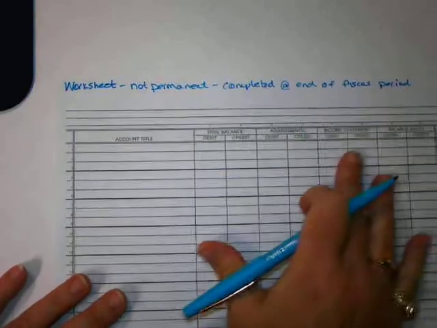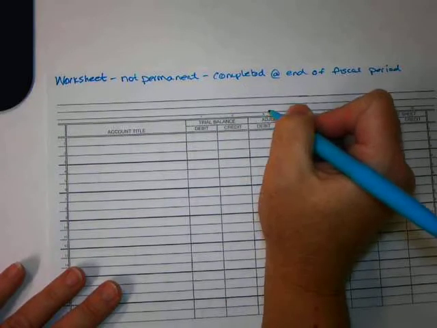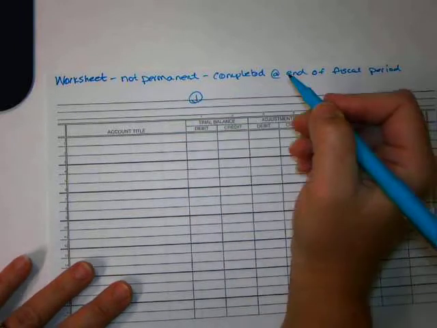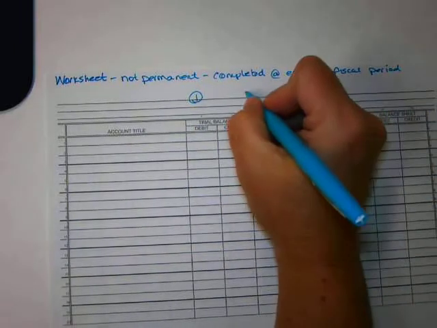Then the next thing we need to do is write the heading. Well, I guess the first thing, really. This is number 1. This is the heading. And this is the who, what, when.